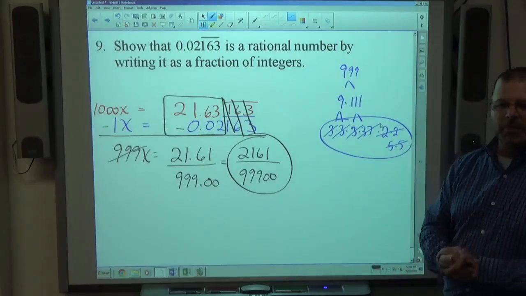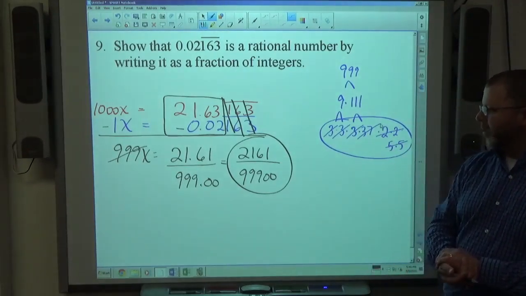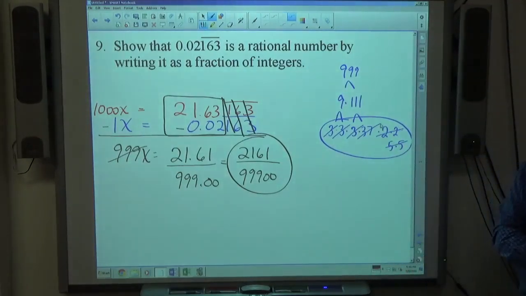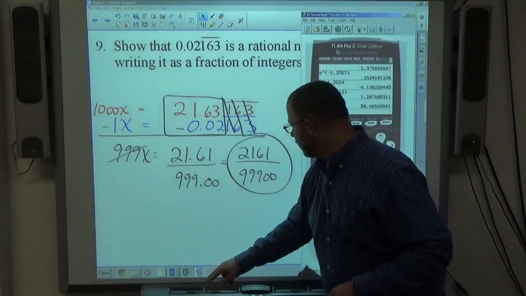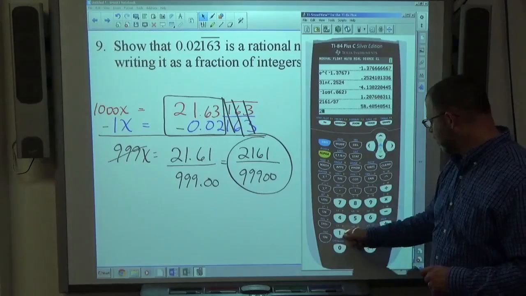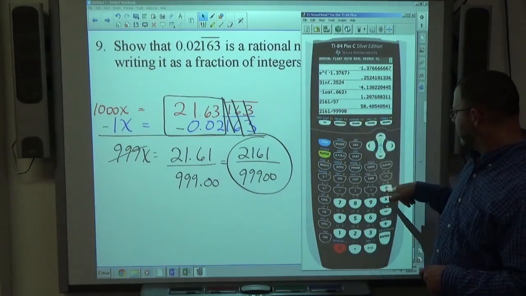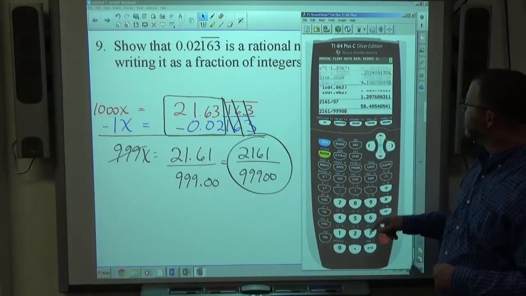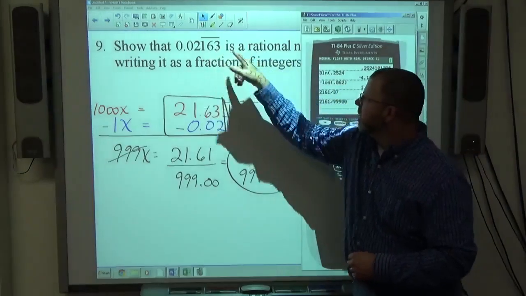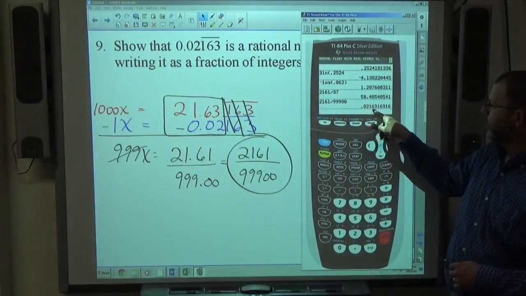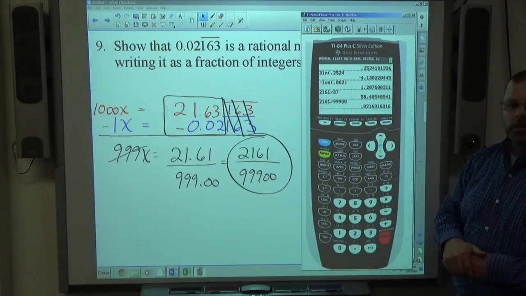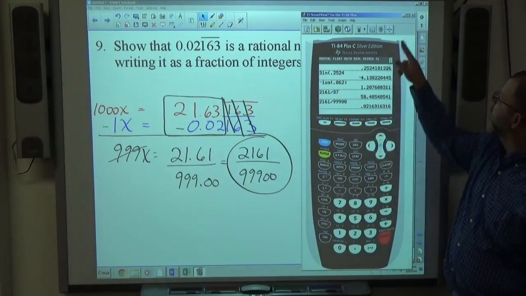On the test, anticipate it reducing. I'm not saying it will, but it's a possibility it will reduce. And again, to get full credit, you have to reduce. If you want to make sure you're right also on these, it's really nice. All you do is type in 2161 divided by 99900. Type in your answer as a division problem. Top divided by bottom equals, and you should be staring at the exact same decimal number you started off with, 0.0216316316. So it's really easy to verify the correctness of these.